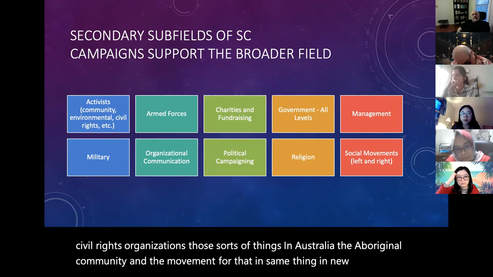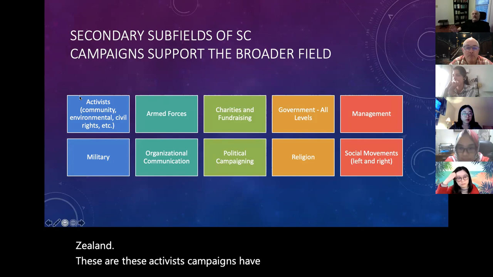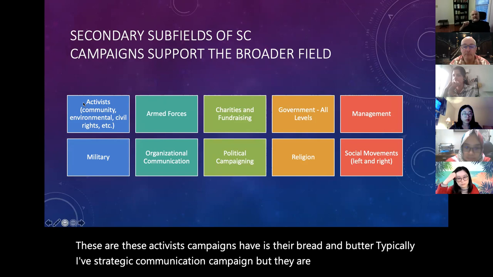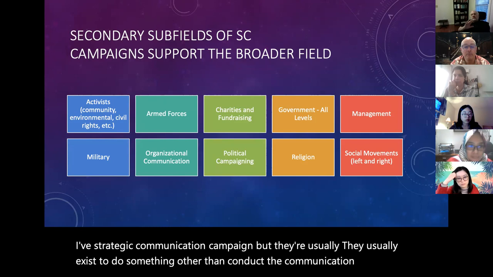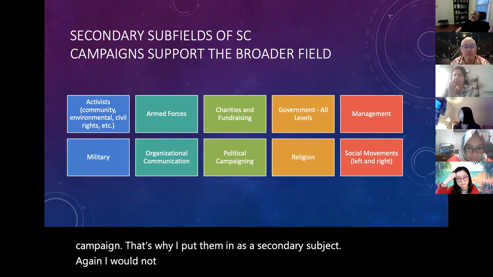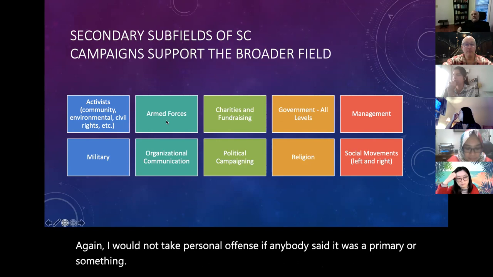These activist campaigns have as their bread and butter, typically, a strategic communication campaign. But they usually exist to do something other than conduct the communication campaign. That's why I put them in as a secondary subfield. Again, I would not take personal offense if anybody said it was a primary or a core subfield. Armed forces have been conducting communication campaigns, strategic campaigns, since the dawn of time.